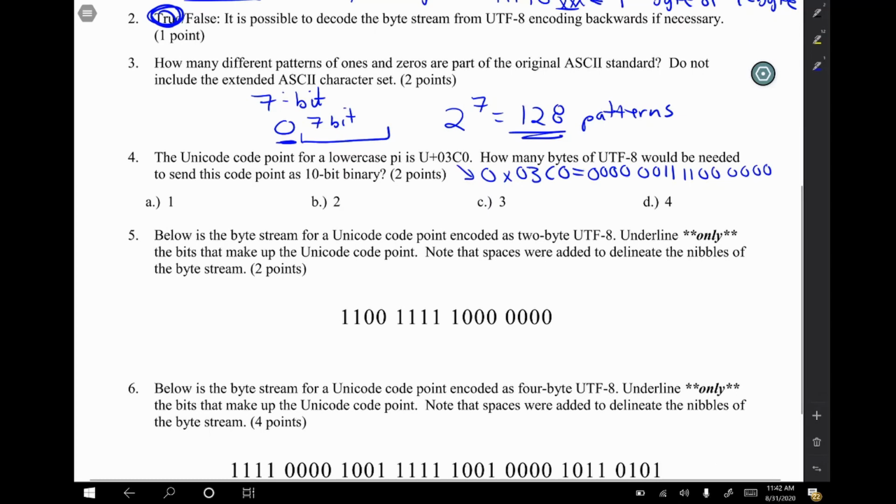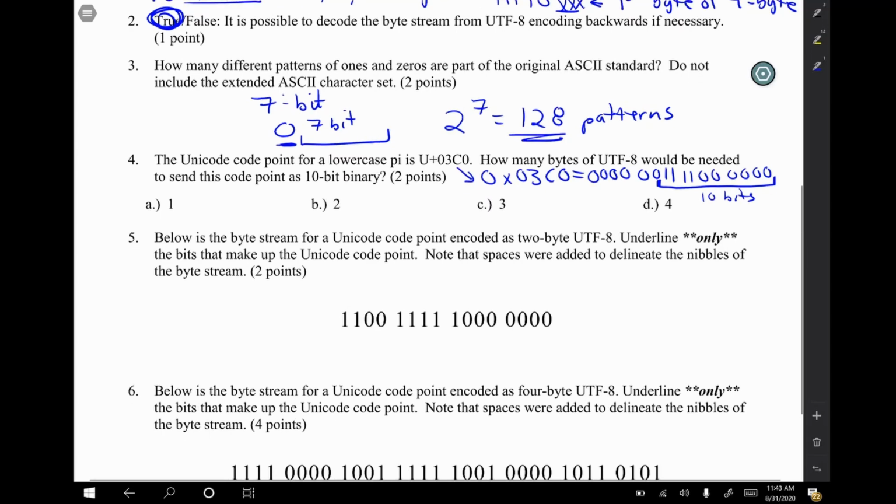Now, the reason we need to do the conversion to binary first is we need to know the minimum number of bits that are going to be required in order to send this code point. We start at the right-hand side and go all the way up until we reach this most significant one. Now, that most significant one is 10 bits into the sequence, or in other words, if we delete all the leading zeros, we have a minimum of 10 bits that are required here.